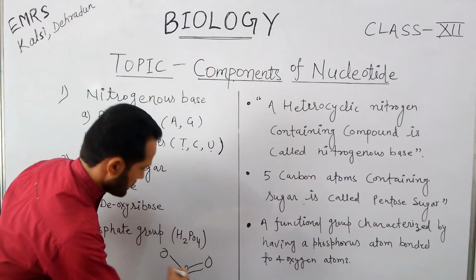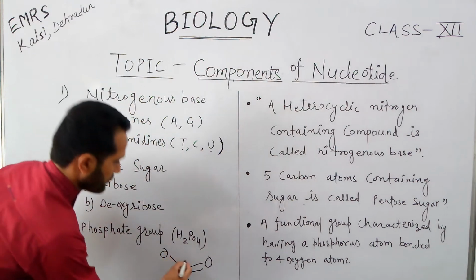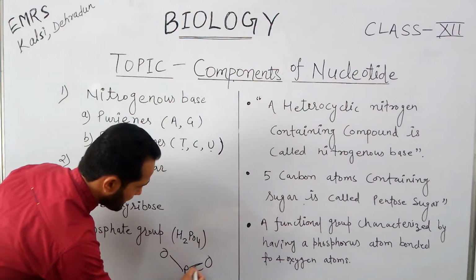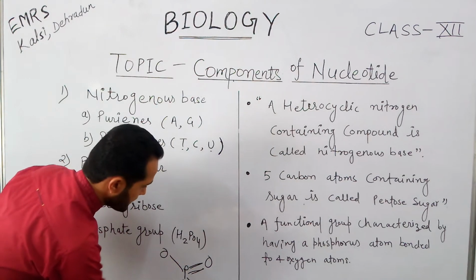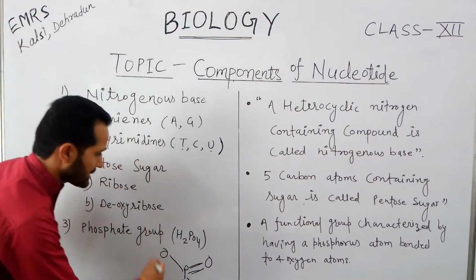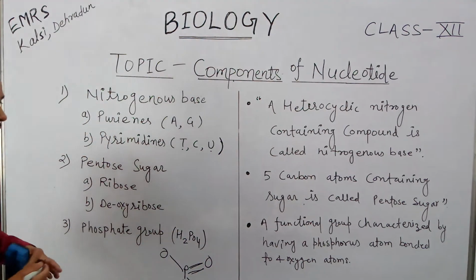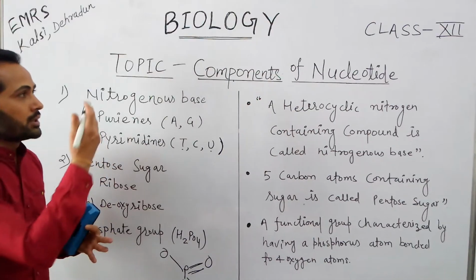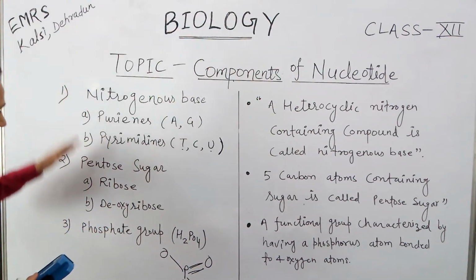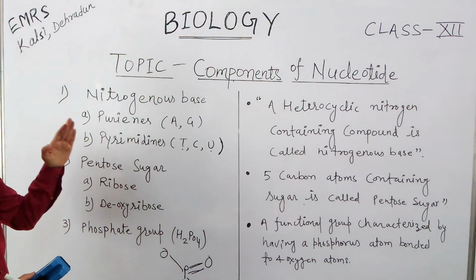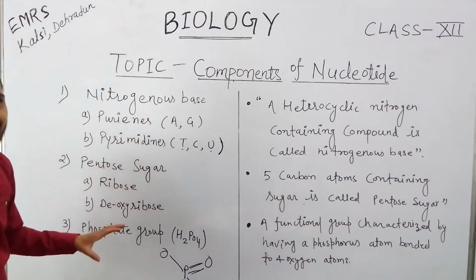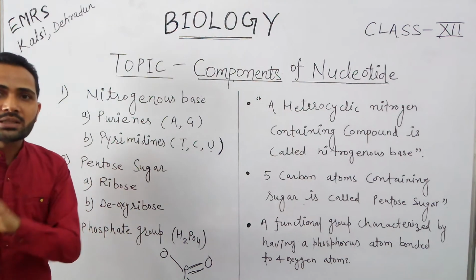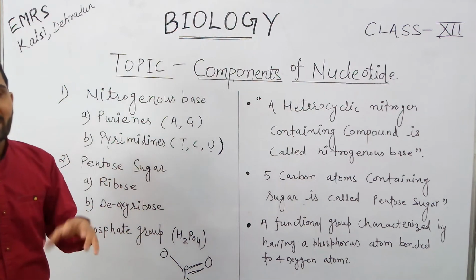And this is an example where the phosphorus atom is bonded with the 4 oxygen atoms, and there is 1 double bond and 3 single bonds. So this type of functional group is called a phosphate group. It is also an essential component of the nucleotide. So these 3 are the components present in every nucleotide, and nucleotides then combine with each other and form DNA and RNA.